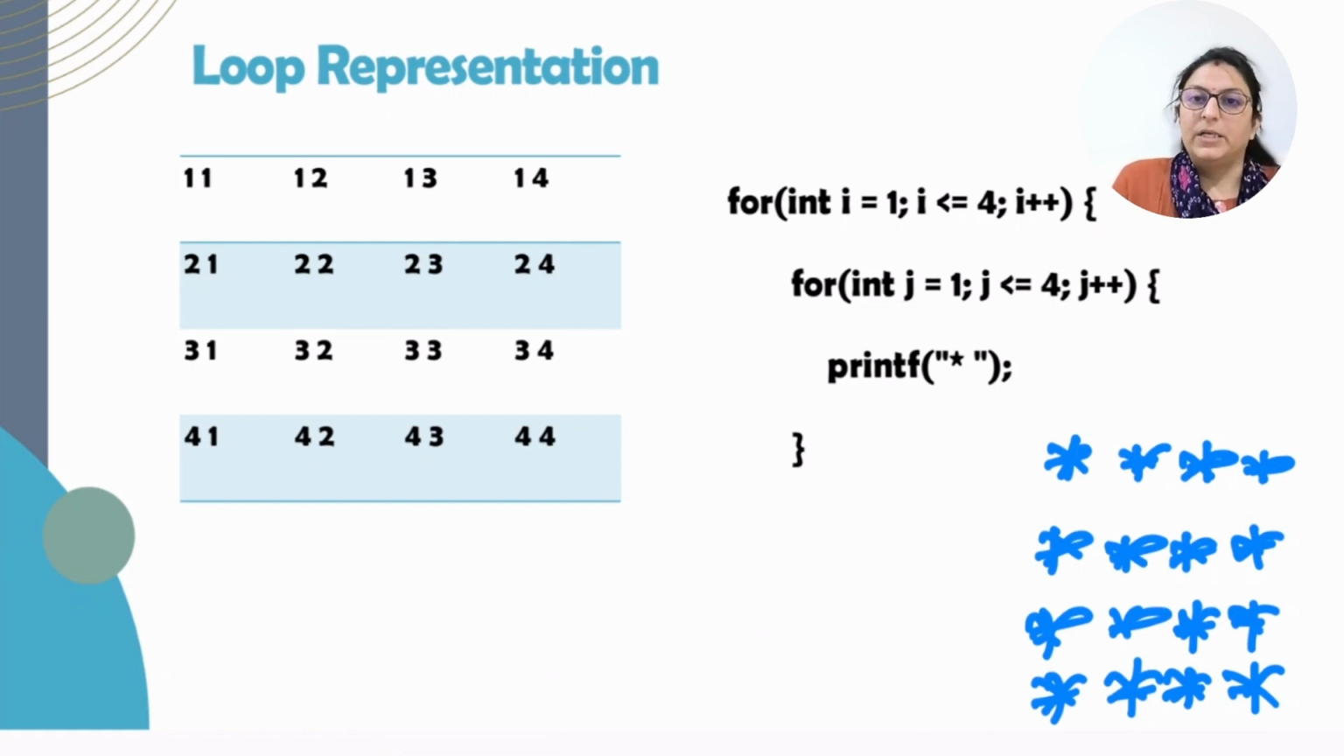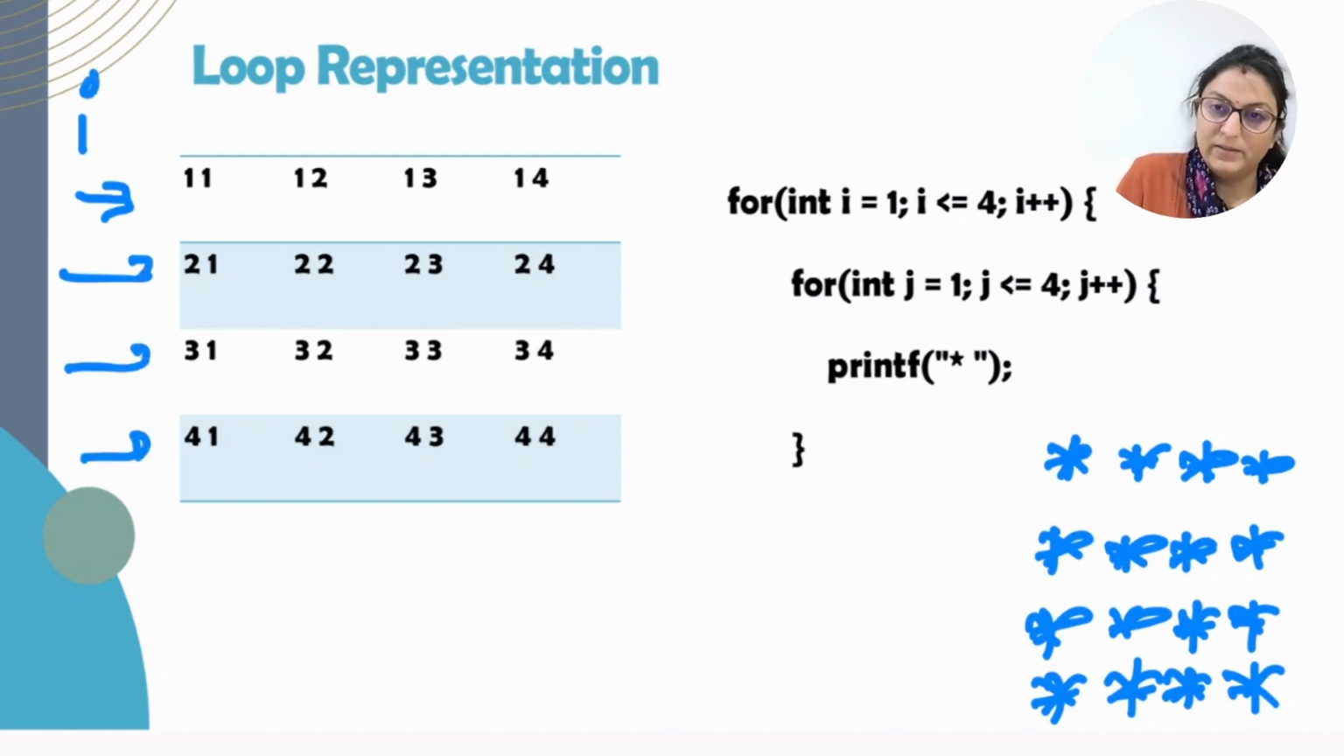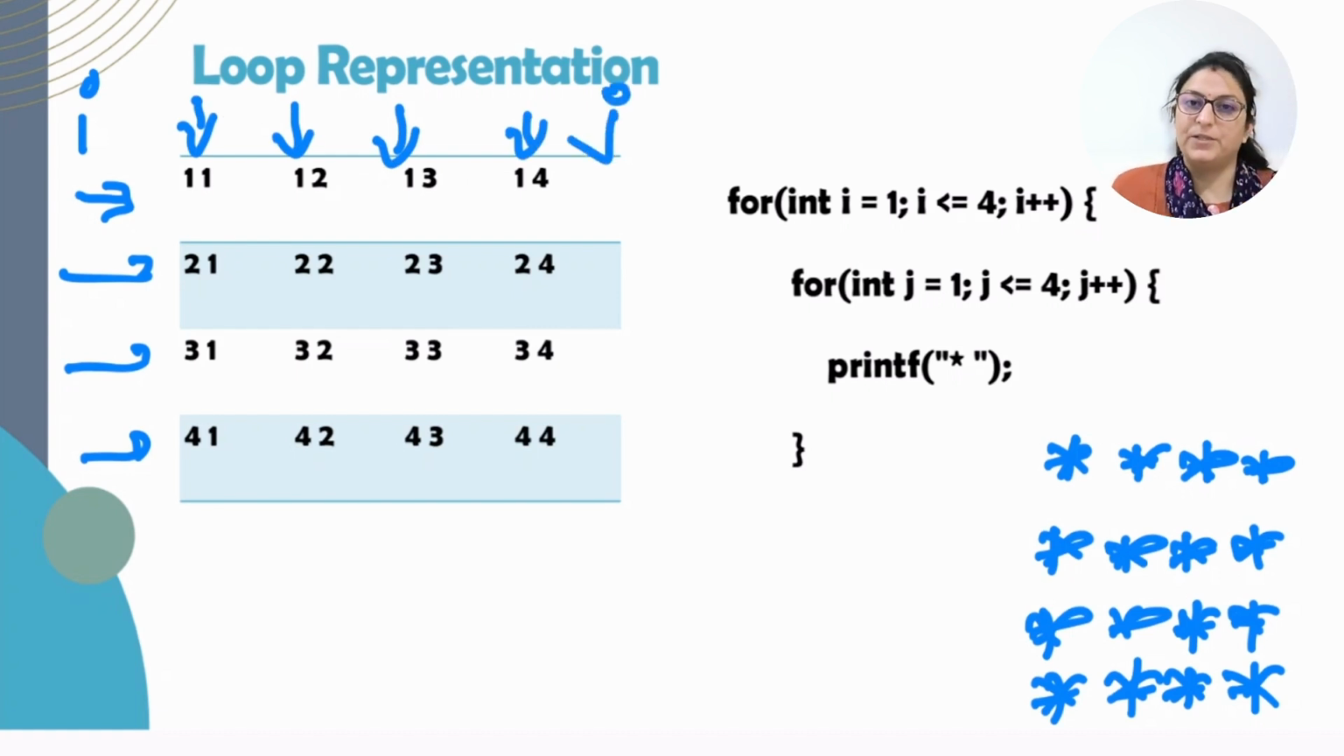So if we trace this program, then we will get this kind of representation. Let us understand this. If we talk about this row, then the row is represented by I, and if we talk about the column, then the column is represented by J.